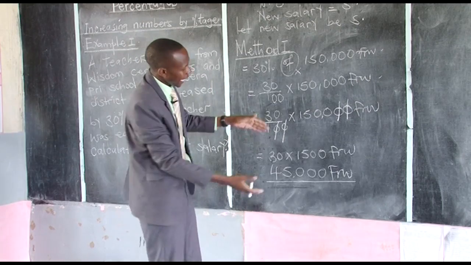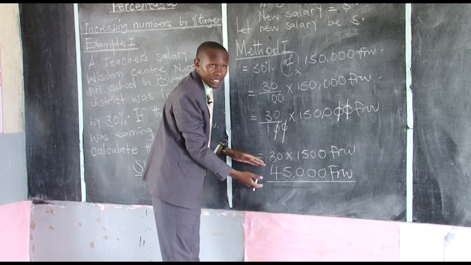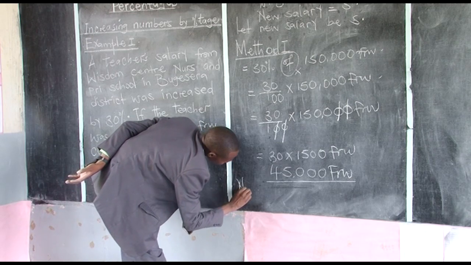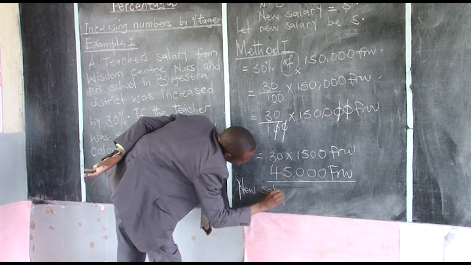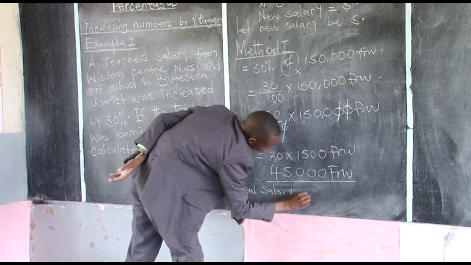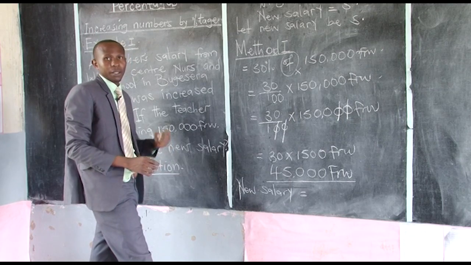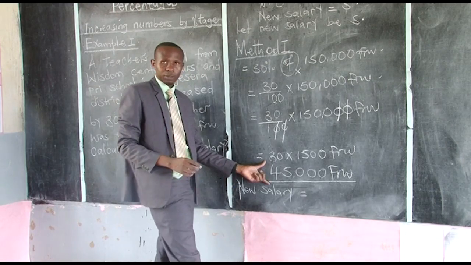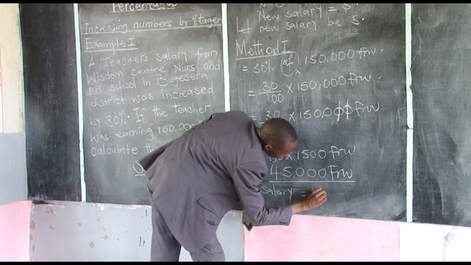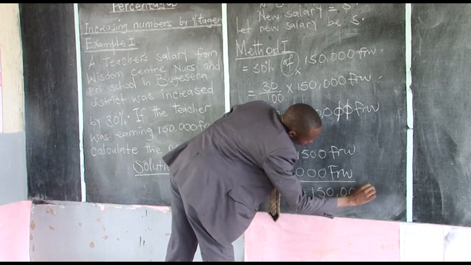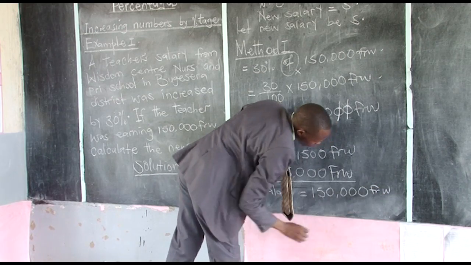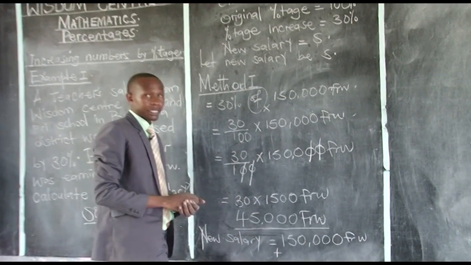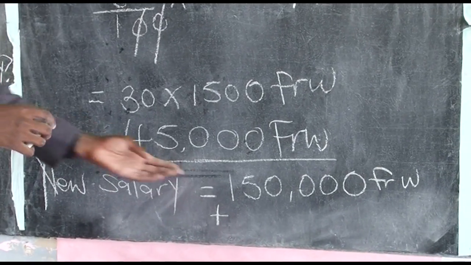After getting the old salary, add the 30% which you have already calculated. So we shall say, to get the new salary, new salary is equal to old salary plus increment. And the increment is 45,000. So we shall have our old salary, which is 150,000 francs, plus 45,000 francs.